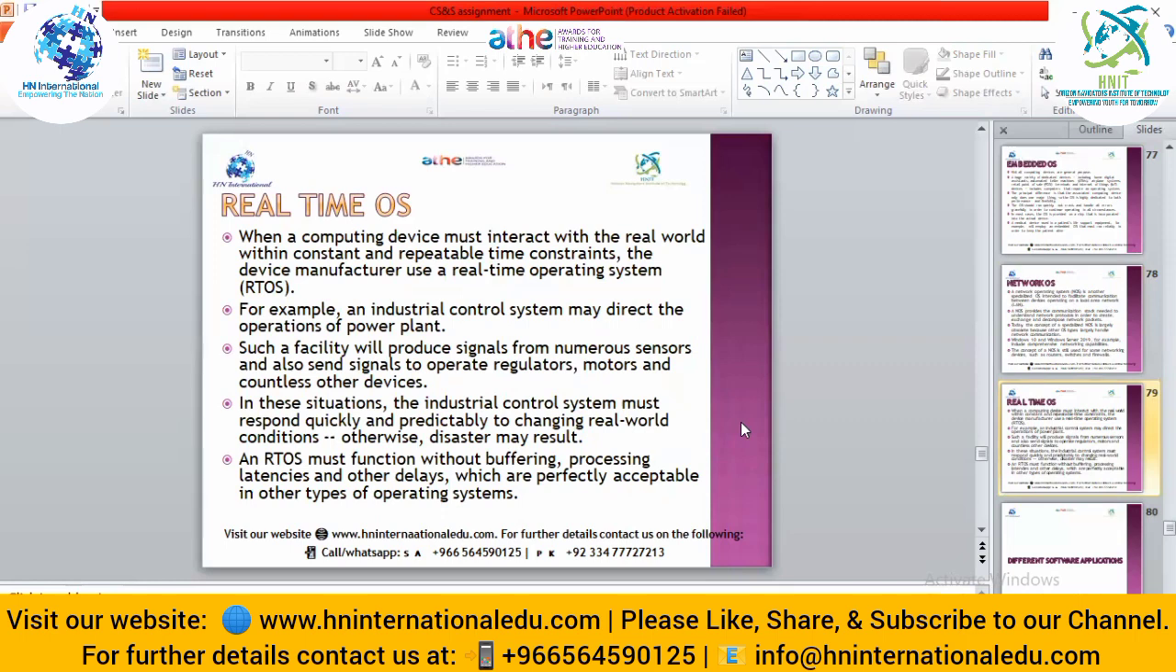Such a facility will receive signals from numerous sensors and also send signals to operate regulators, motors, and countless other devices like alarm systems. In these situations, the industrial control system must respond quickly and predictably. Like if the temperature is high, we have to respond quickly, otherwise disaster may result. A real-time operating system must function without buffering, processing latencies, and other delays. So there is no waiting inside that operating system, which is acceptable in other types of operating systems.